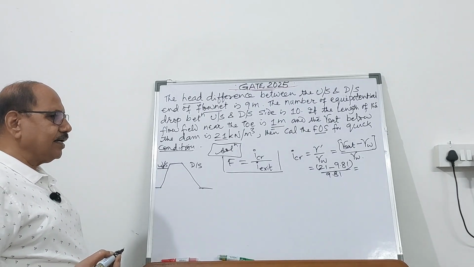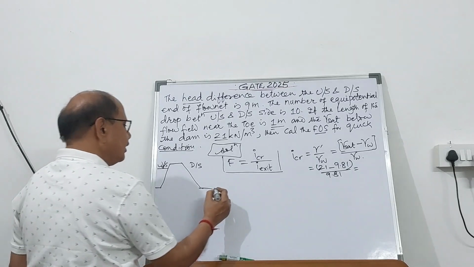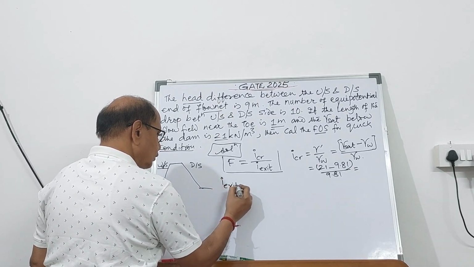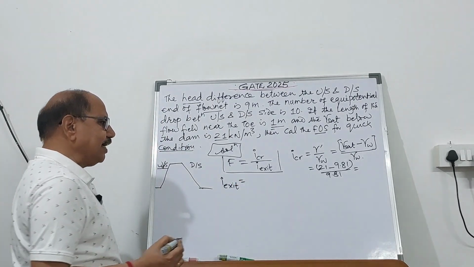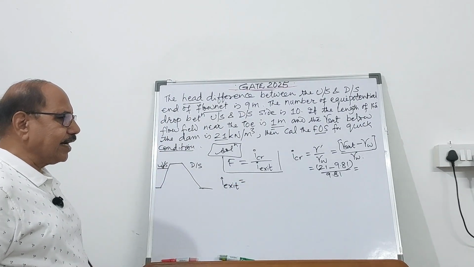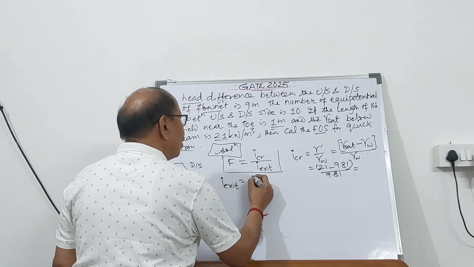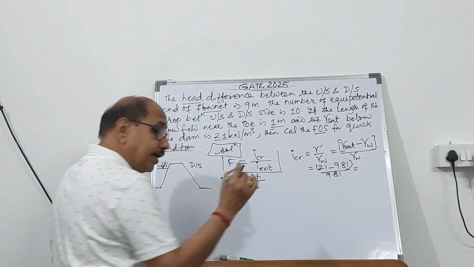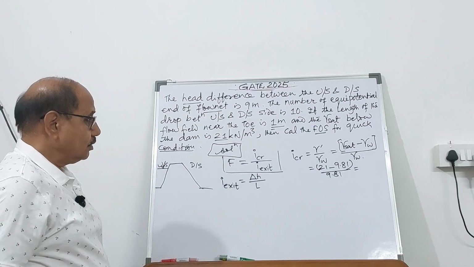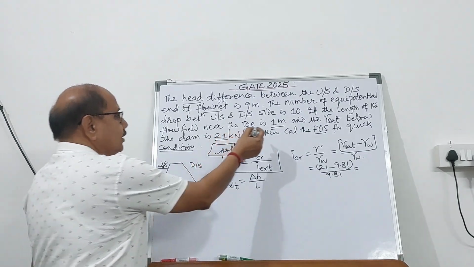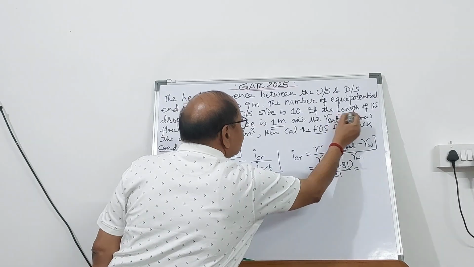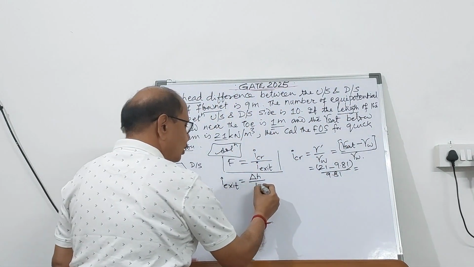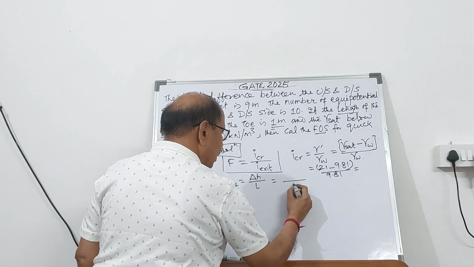Then in the denominator, I can also calculate the exit gradient, and the exit gradient is given by the loss of head, delta H, over a particular length. The length L is given to you as 1 meter. So the denominator is 1 meter.